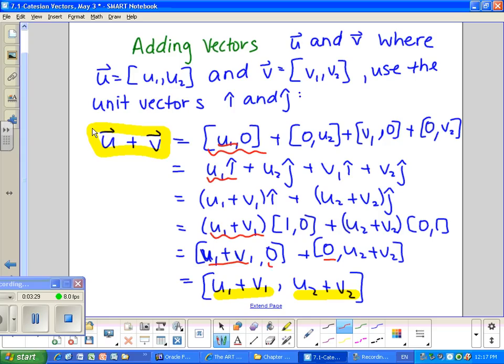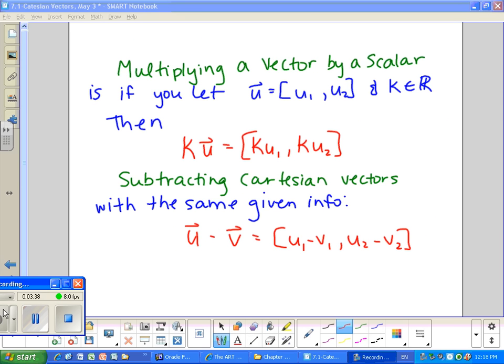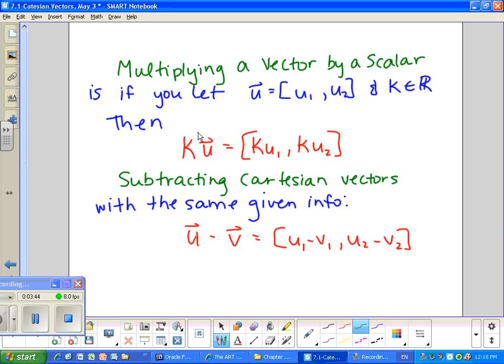And likewise here and here, you get u2 plus v2. So really, it's really simple. I was just showing you how. Now when you're multiplying, it's essentially just the distributive property again. So you take your k and you multiply it in. So if your original vector was u1, u2, you just take the k and you multiply it by each one.